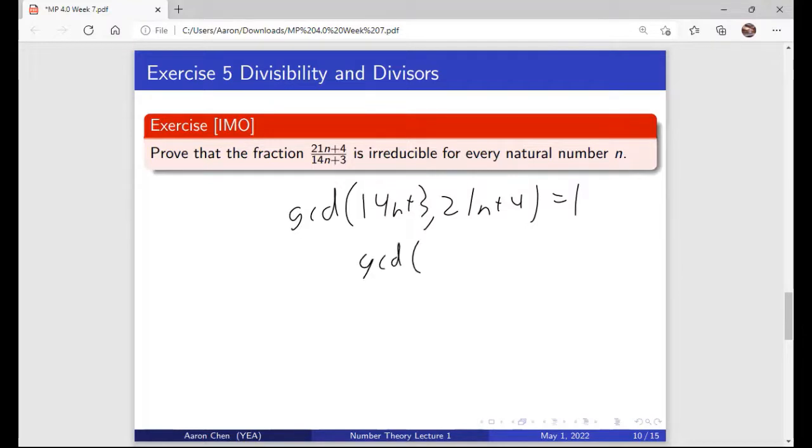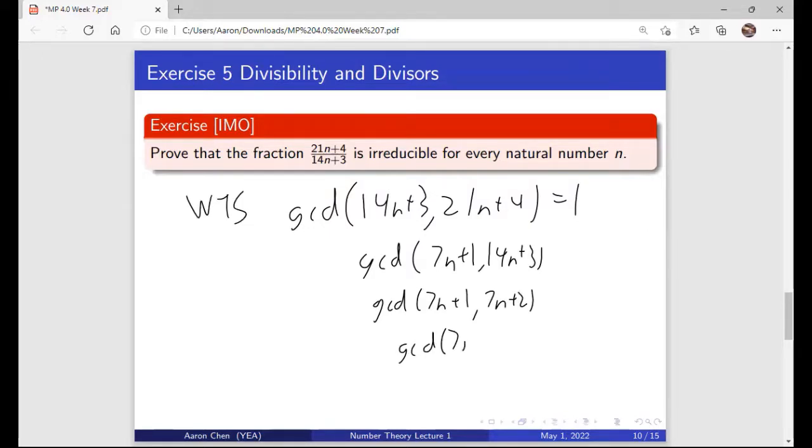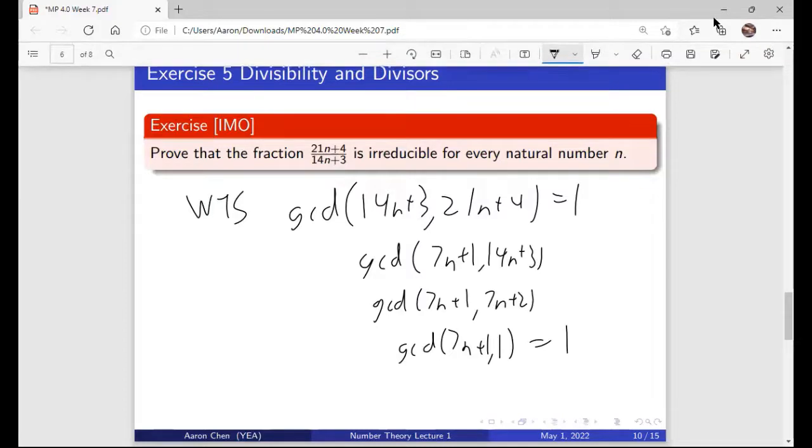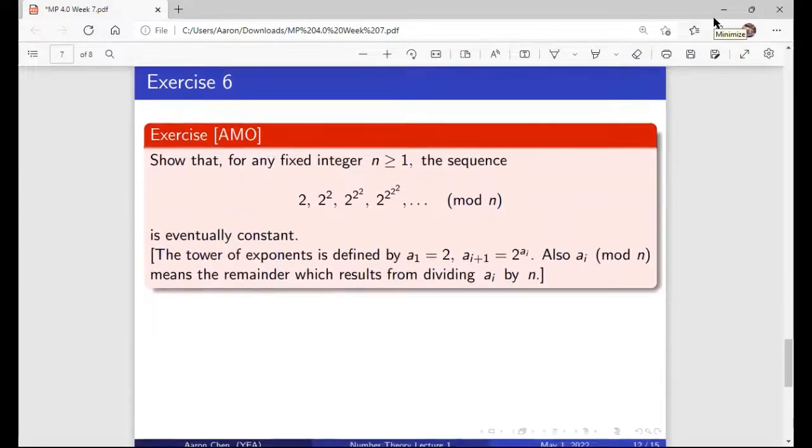And this is simple, you just repeatedly apply the Euclidean algorithm. So this goes 7n plus 1, 14n plus 3, and then 7n plus 1, 7n plus 2, and this is just clearly equal to 1. And so basically that's it. So now let's move on to the next question.